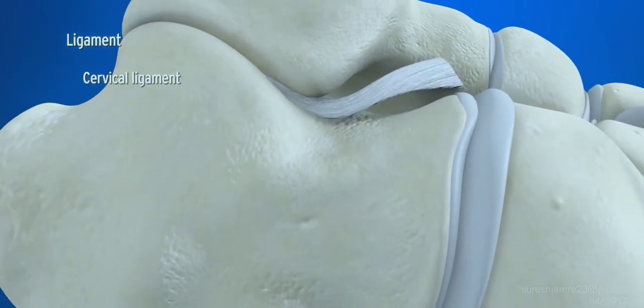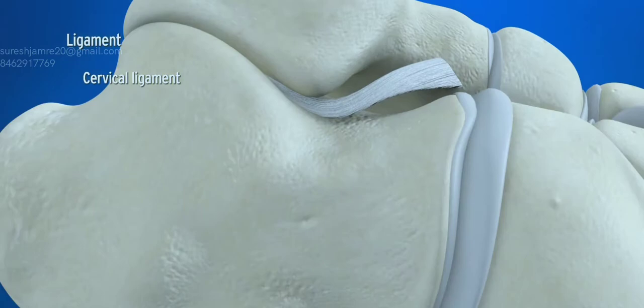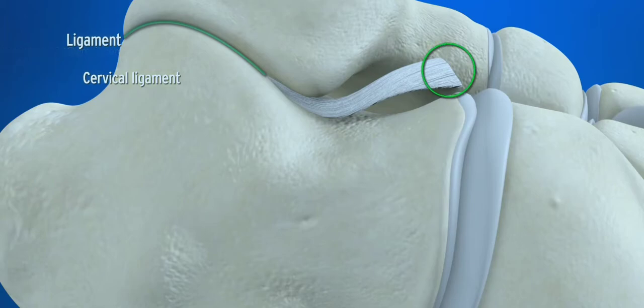Cervical ligament. It is situated lateral to the sinus tarsi and extends from upper surface of calcaneus to the inferolateral tubercle of neck of talus.